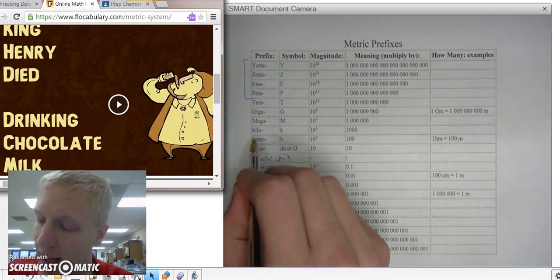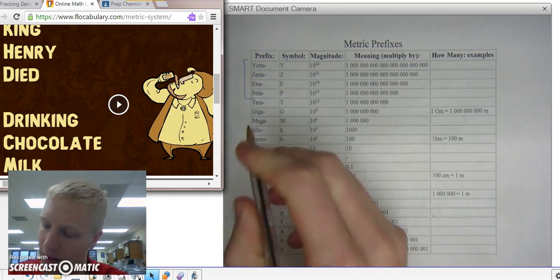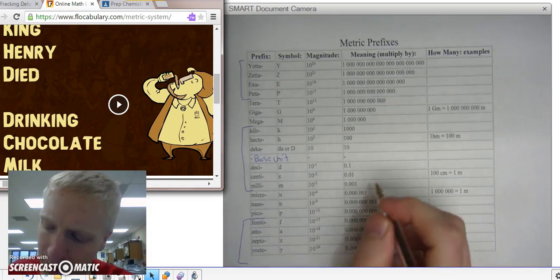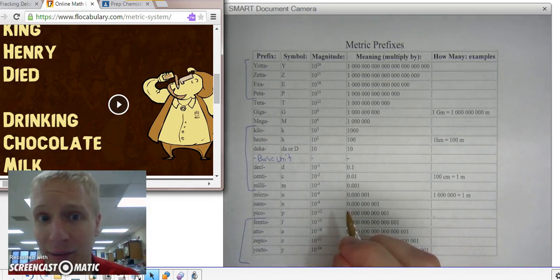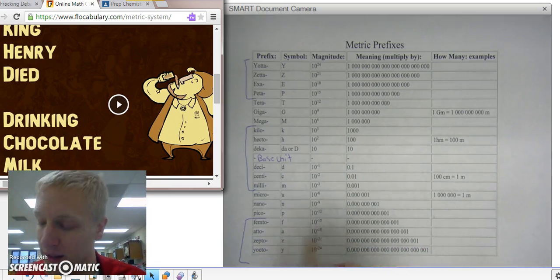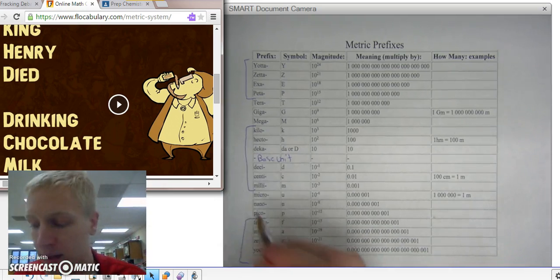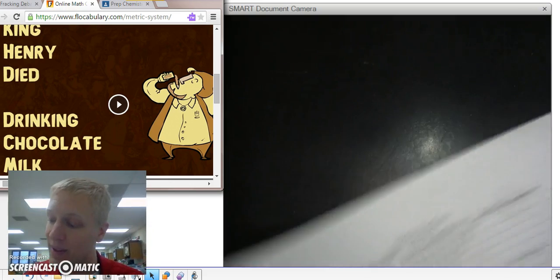Then we've got deca, hecto, kilo, mega, giga, tera. Those are the main ones, and the central ones that you really need to know, and that's essential just for regular life, especially if you work on cars and you have like a Toyota. You're going to need to know the metric system. That's milli, centi, deci, base unit, deca, hecto, kilo. Those are the core ones. Alright, let's go into this a little further.